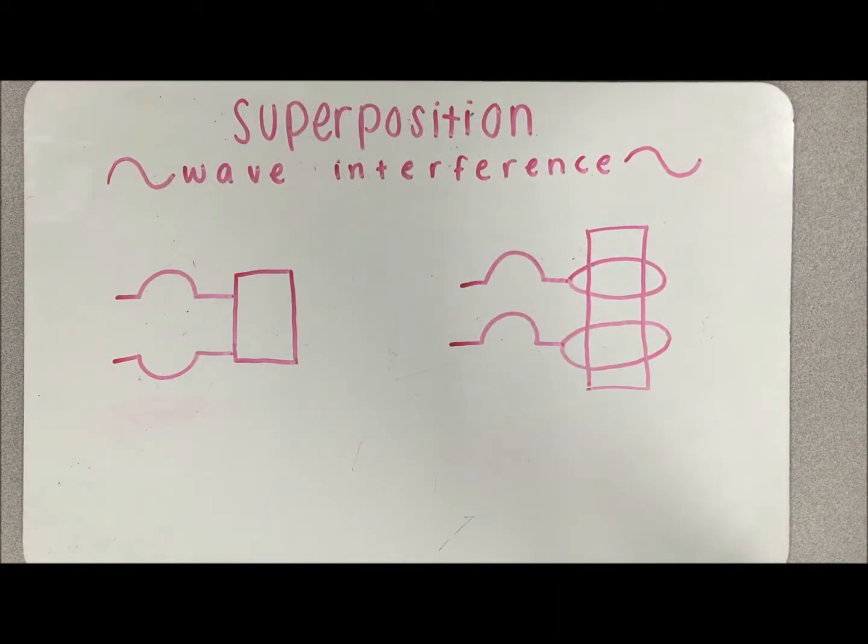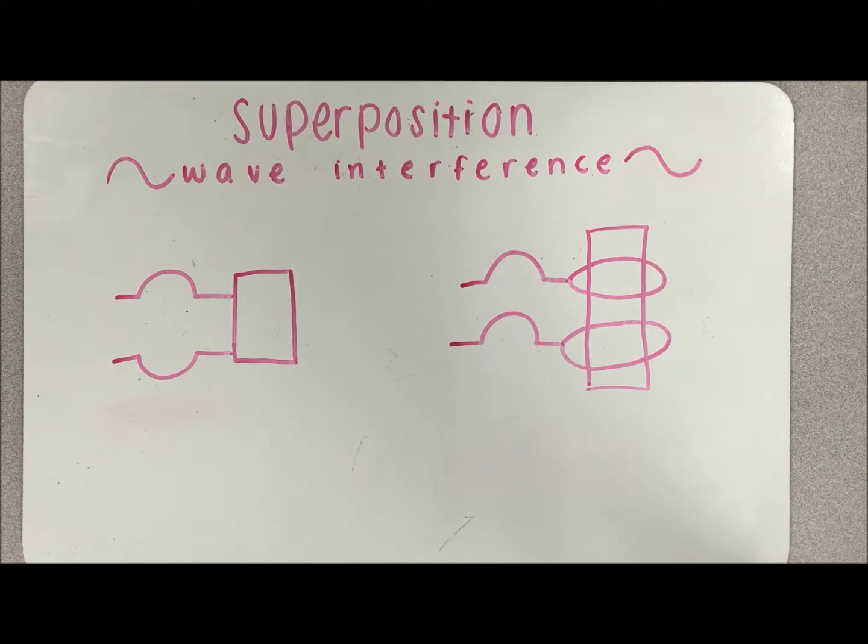The following is an explanation of superposition, also known as wave interference. Superposition occurs when two or more waves are traveling through the same medium at the same time. When the waves pass through each other without being disturbed, the net displacement of the medium at any point is the sum of the individual wave displacements.